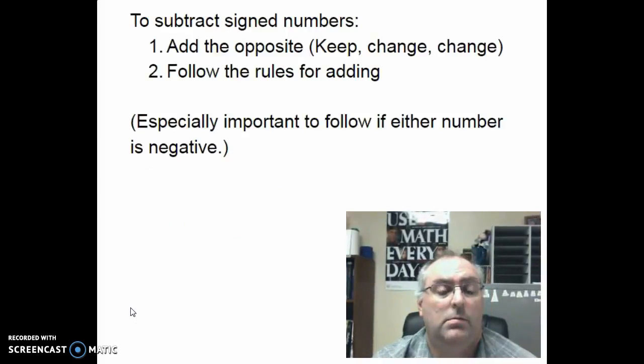So, to review, to subtract signed numbers, you simply add the opposite. That is, you keep, change, change. Keep the first integer, change the subtraction to addition, and change the sign on the second integer. Then you can simply follow the rules for adding. It's especially important to remember these rules if either of the numbers involved in the subtraction is negative.